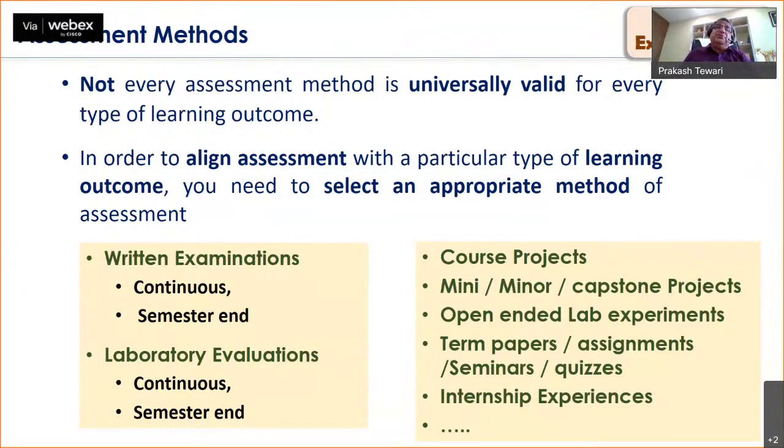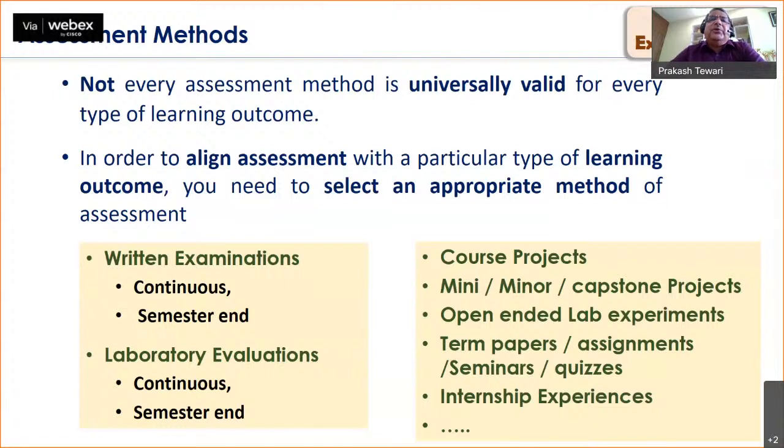If it comes to teamwork, then you have to allow them to work in a team, and then using a rubric, you have to assess them. Okay. Similarly, if you want to test them for ethics, then how they behave in a given situation, that you have to test. So not every assessment method, like your fixed hour exam or written exam, is a solution to all types of learning outcomes. You have to select a different assessment method as and when the learning outcomes change.